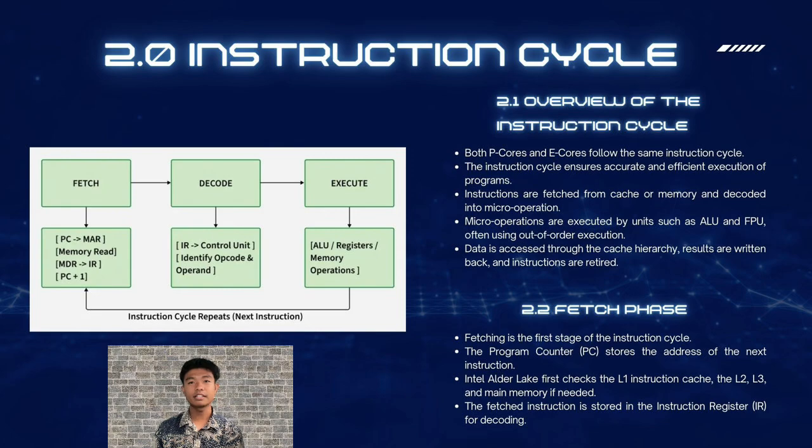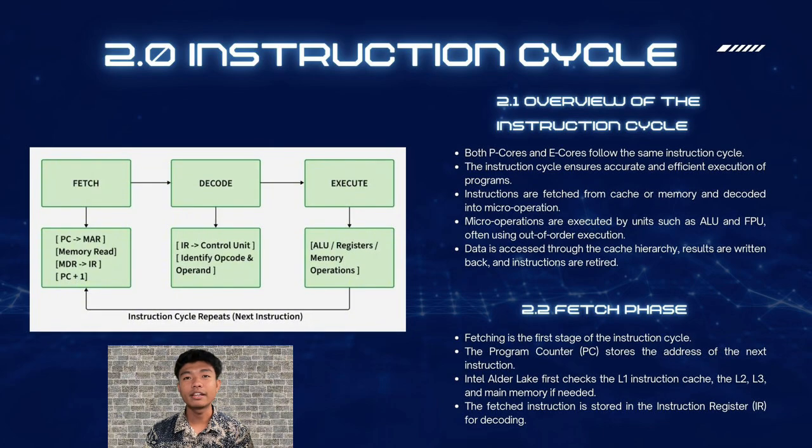The instruction cycle begins when the instructions are fetched from the instruction cache or main memory. These instructions are then decoded into micro-operations and executed by units such as the ALU, FPU, and load units, often using out-of-order execution to improve performance. If data is needed, it is accessed through the cache hierarchy, and the results are written back to registers or cache before the instructions are retired in the correct order, completing the cycle.